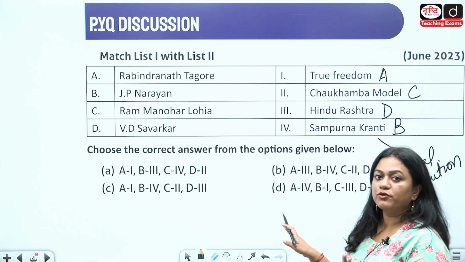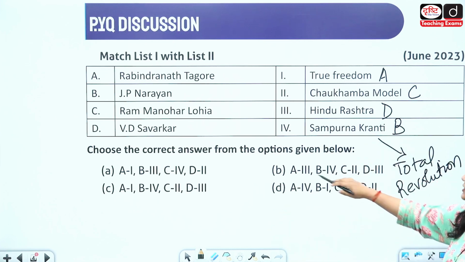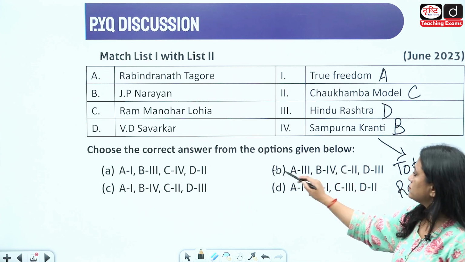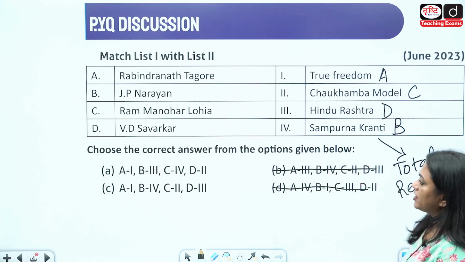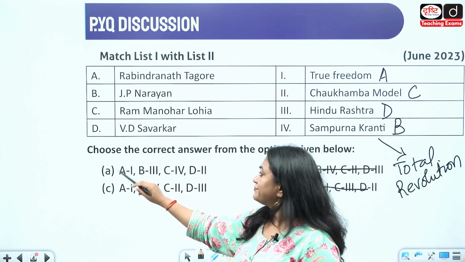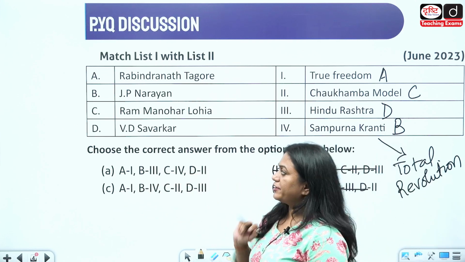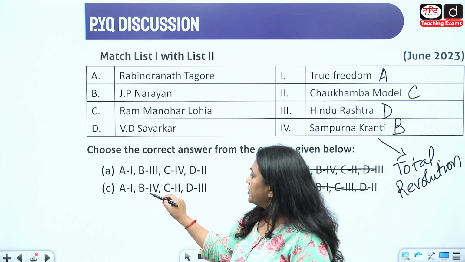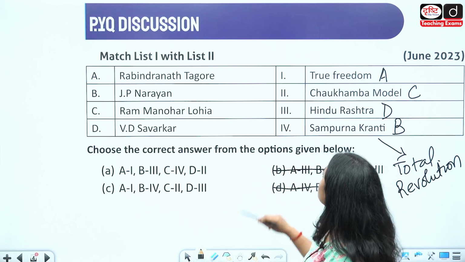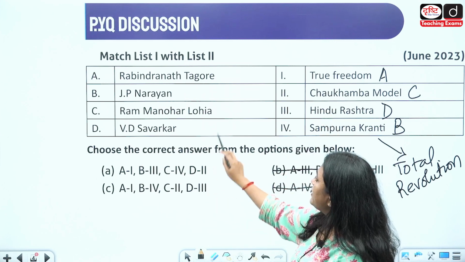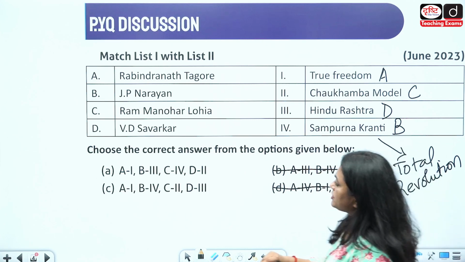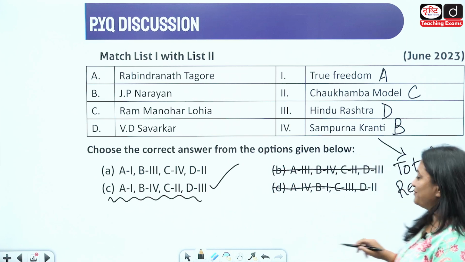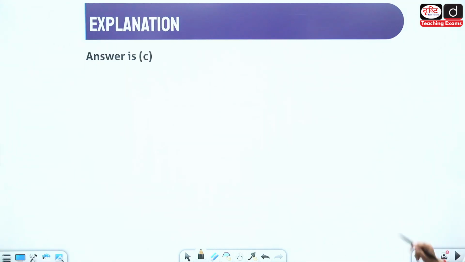In this way, now I am going for the elimination round. Here you can see that A is with 3, A is with 4, so I eliminate them. Now we are left with 2 options. A is with 1, Jayaprakash Narayan, B is with 4, C is with 2, and D is with 3. So our correct answer is C. Let's check out our answer. The answer is C.